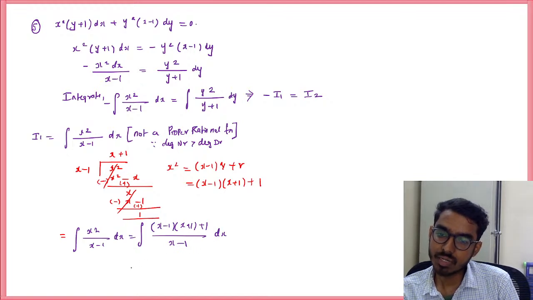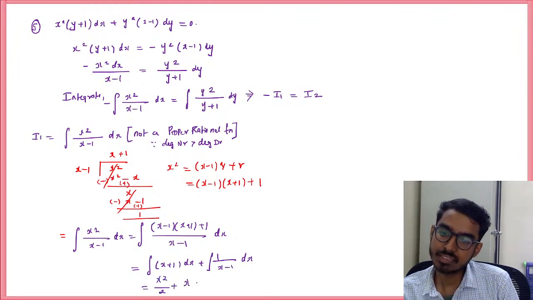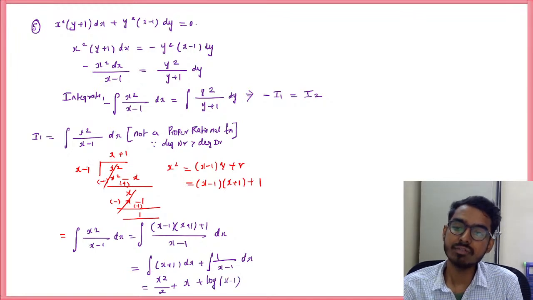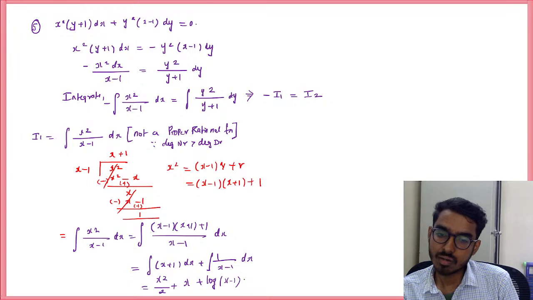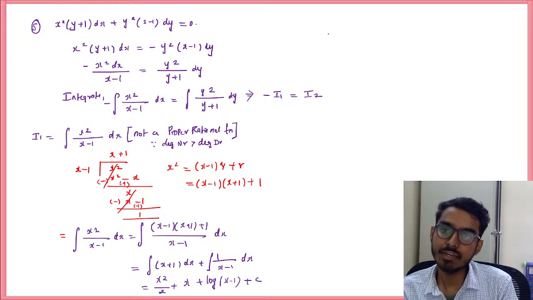This x minus 1 will get cancelled. So we have integration of x plus 1 dx. Now if we divide this separately, we have integration of 1 by x minus 1 dx. This will be x square by 2 plus x, and this will be log of x minus 1. Okay? This is the I1 value. Now similarly, you find I2.